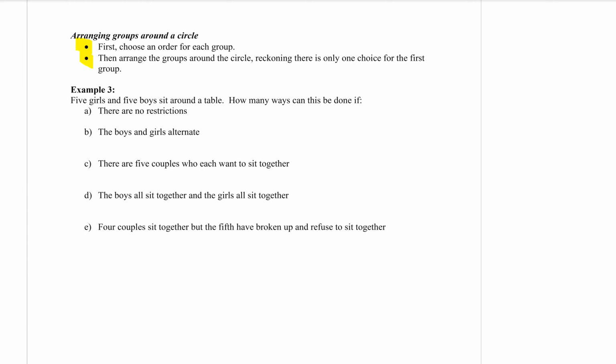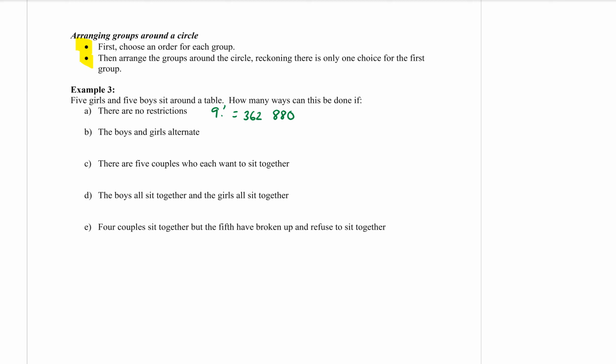So let's practice this last, or actually no, we've got 2 more to do. 2 more examples. Example 3. 5 girls and 5 boys are sitting around a table. Sounds very similar to what we were doing before. How many ways can this be done if there's no restriction? Always like to start with that, so we have our total. That's right, there's 10 people, so we do 9 factorial. Excellent. So 362,880.